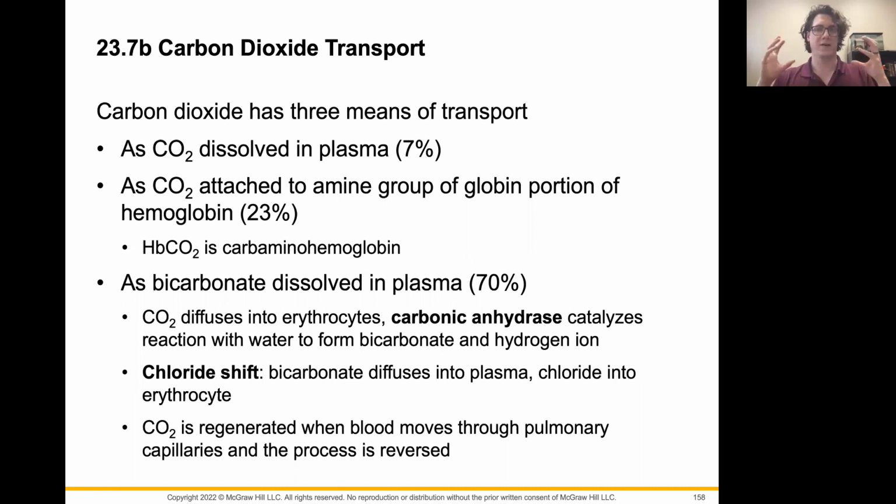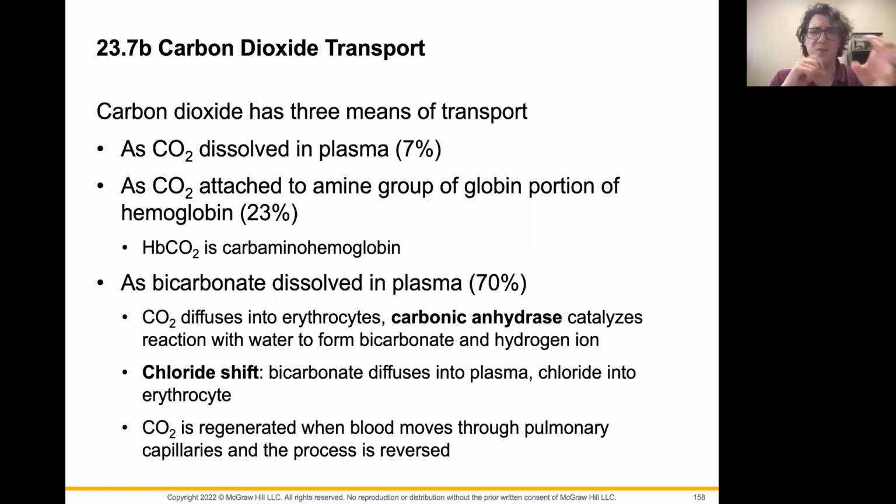Our bodies need energy, so we have to burn molecules for energy. When we burn those molecules for energy, we produce CO2 as a byproduct, so our tissues are constantly secreting it. So how do we move CO2 around then? It's not like oxygen, where we can just stick all of it onto a hemoglobin and call it good. That's because oxygen doesn't dissolve really well in water, so we have to grab a hold of it.